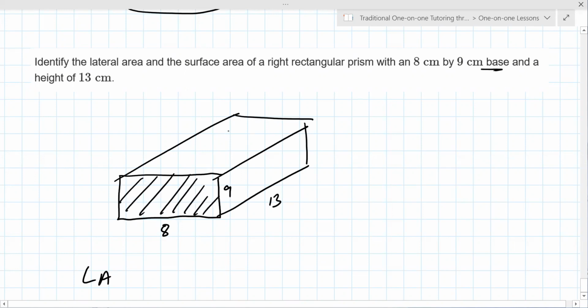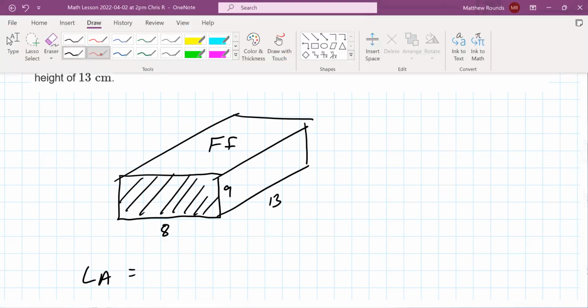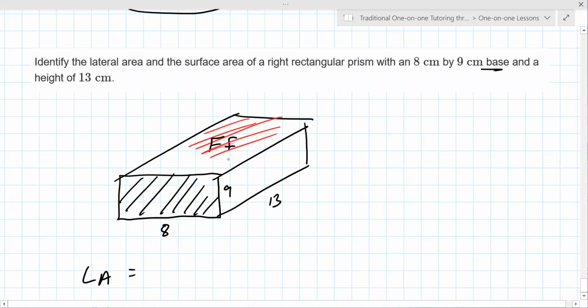And so the lateral area starts with this front face. I'll show that in another color here. So what you have to do is find the area of one of those. So the area of one of those is 8 times 9 times 13. No, oh, no, we're doing area. Area is area. Okay, so the area is 8 and 13, and there's 2 of those.